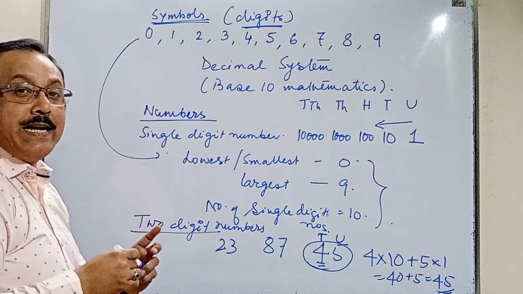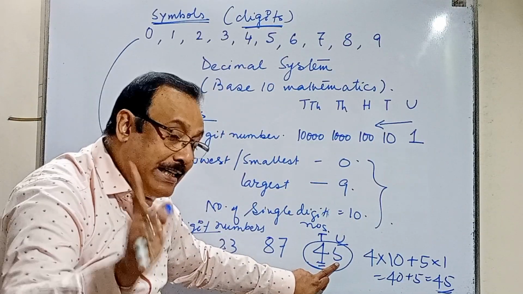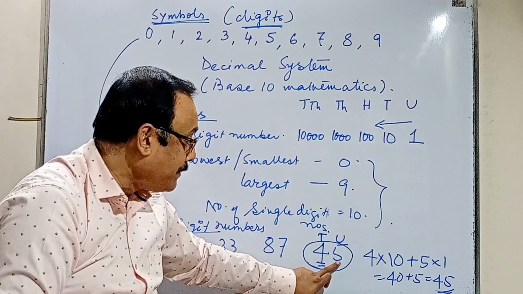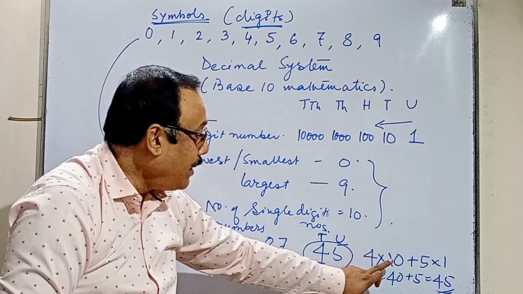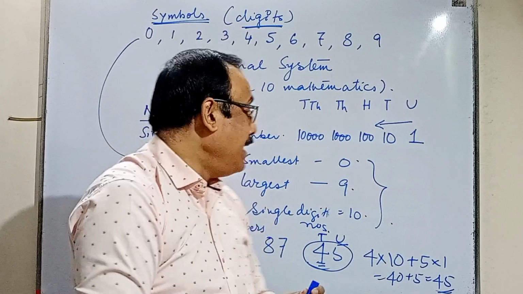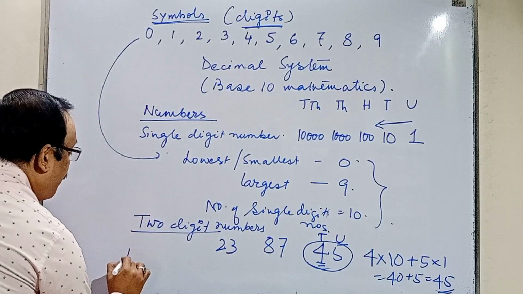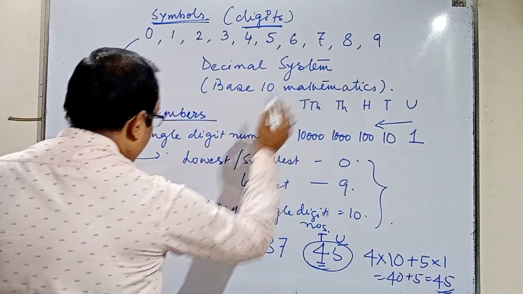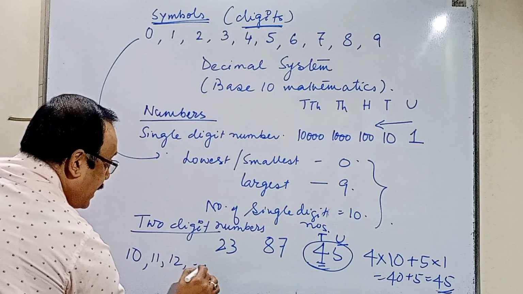So all two digit numbers are obtained by multiplying the unit digit, this is the unit place, ones place, by 1 and the tens place digit by 10. If we multiply and add, we get a two digit number. So the two digit numbers start from 10. After 9, the next number is 10. From 10, it goes 11, 12, 13 and goes on.